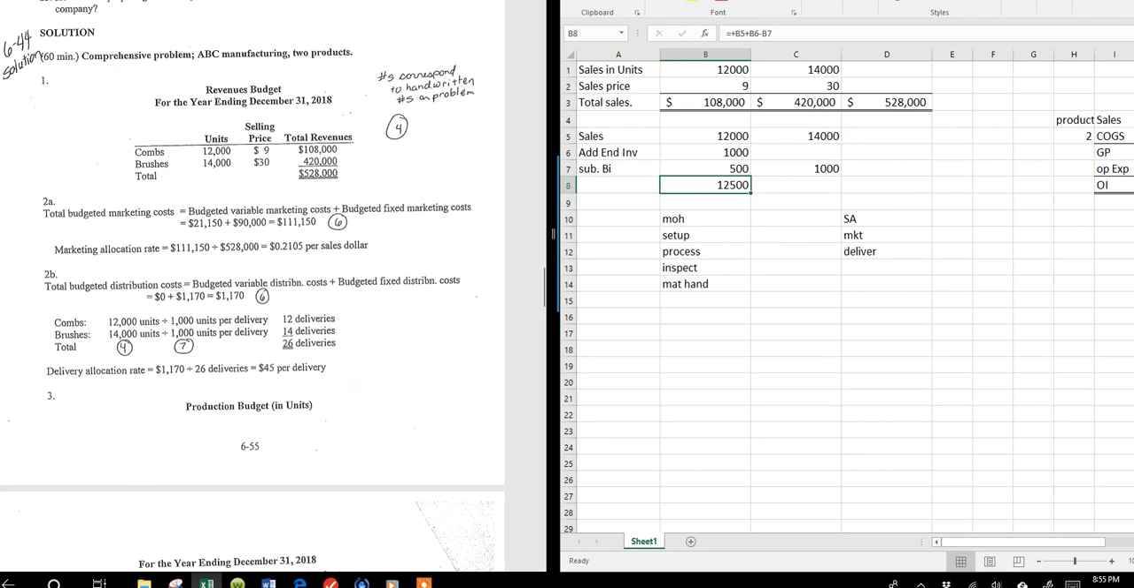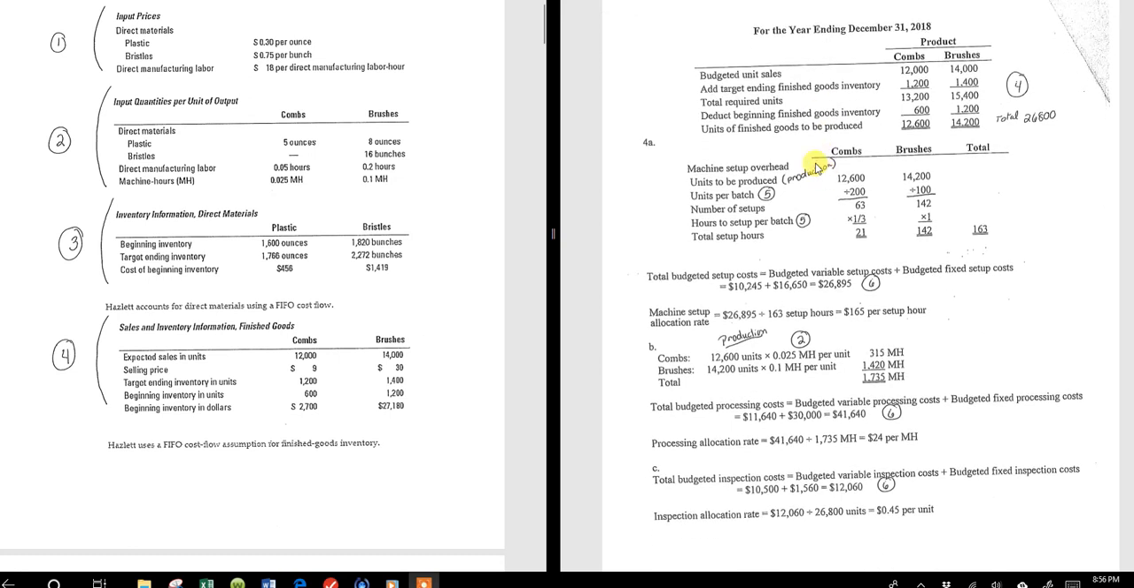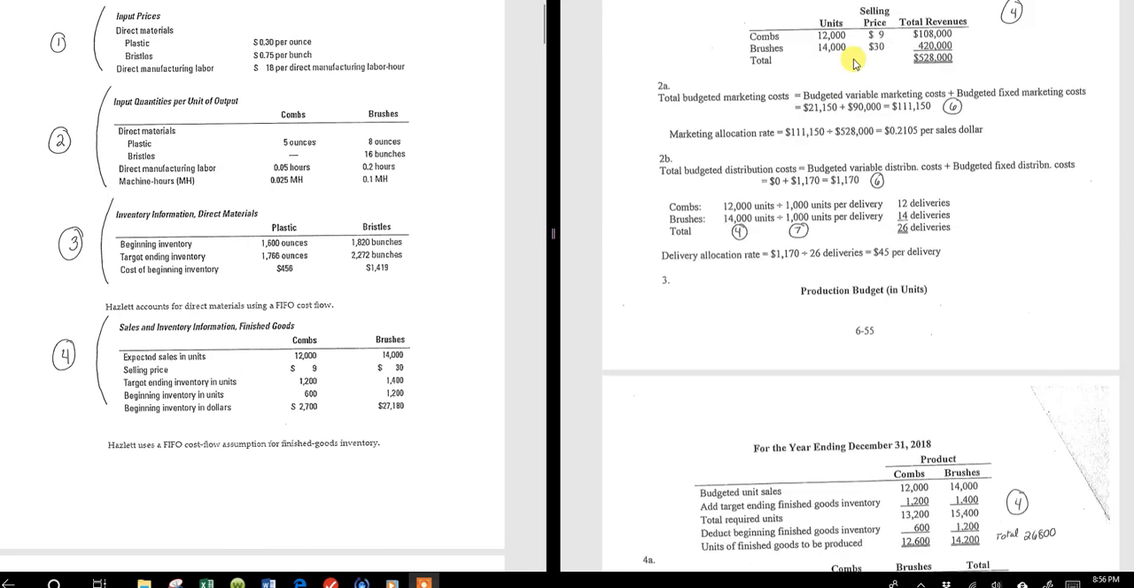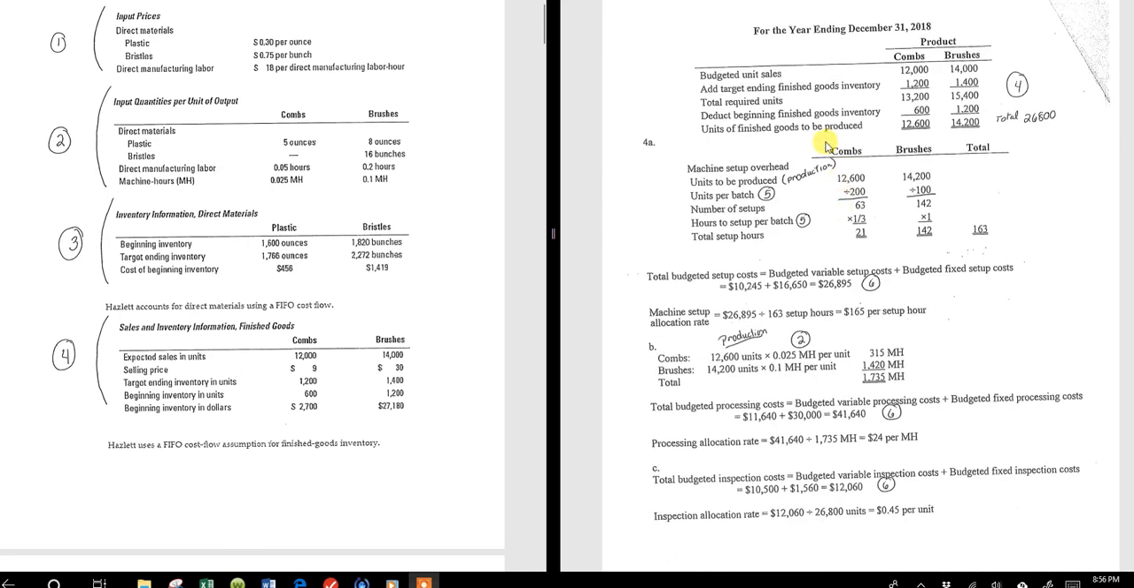So let's go to their solution. I'll pause it here a second. So here's how we're setting it up. Again, they do combs and brushes, so I probably would have put sales in the same columns, but I have sales of 12,000, 14,000 from the sales budget. Units, not dollars, guys. You're not producing dollars. Add your targeted finished goods inventory. Sometimes you'll be told a computation of like 10% of next month's sales or 10% of next month's production or something like that. So I add ending inventory, and if I go over here, targeted ending inventory is 12,014.